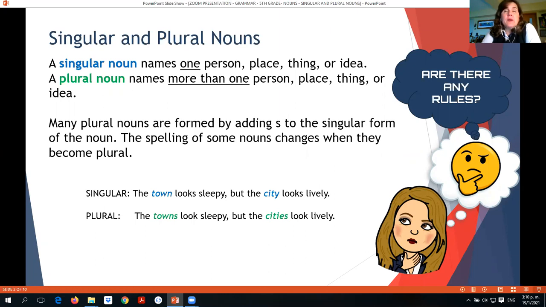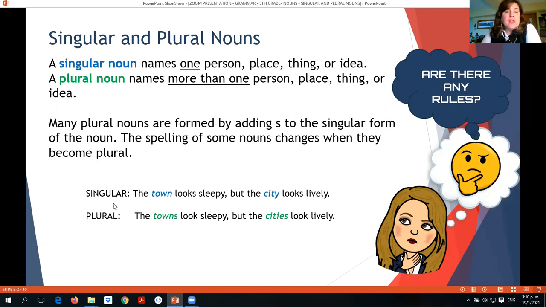However, for some nouns, when you try to change them to a plural form, the spelling of the noun changes. Okay, there are some rules for that. We're going to be looking at them on the next slide. Let's see an example of these nouns that change their spelling when we try to put them in plural.